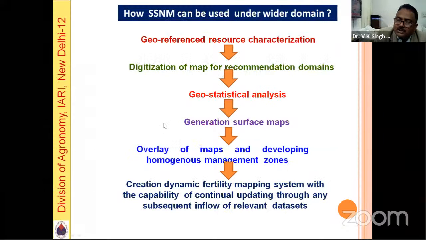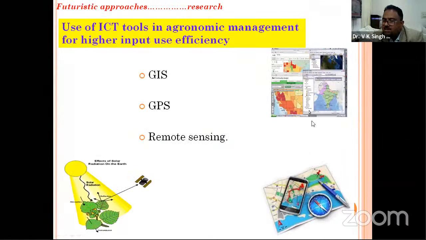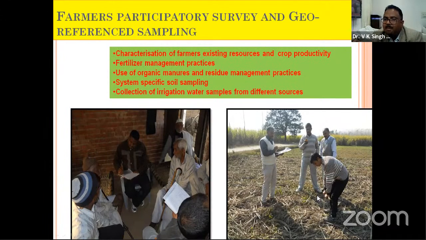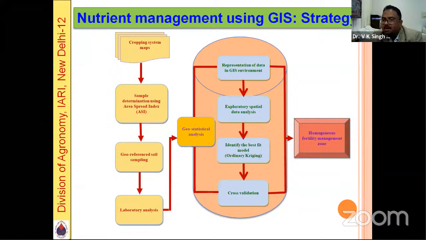Now, the question is how this technology can be used for the larger domain. So some of the work we are doing and some done, that is the GIS and remote sensing approach. In the GIS remote sensing approach, again, the soil supplying capacity, whatever soil health card our government has prepared, that is the basis of these things. So that information we are putting in the GIS, Geographical Information System, and we are developing the homogeneous management zone for nitrogen, phosphorus, sulfur, or any input.